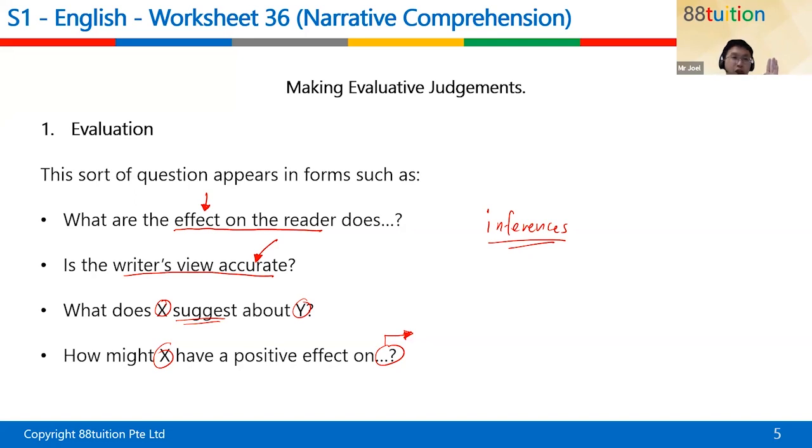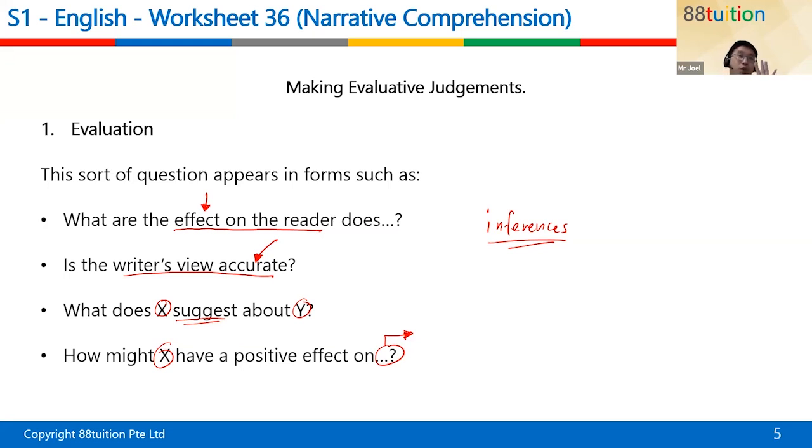The table question is the one that asks you about paragraphs 1 to 2, what is the main emotion the writer is trying to show you? Then paragraph 3, what's the main emotion? Paragraphs 4 and 5, what's the main emotion? That table question, that's the last question.